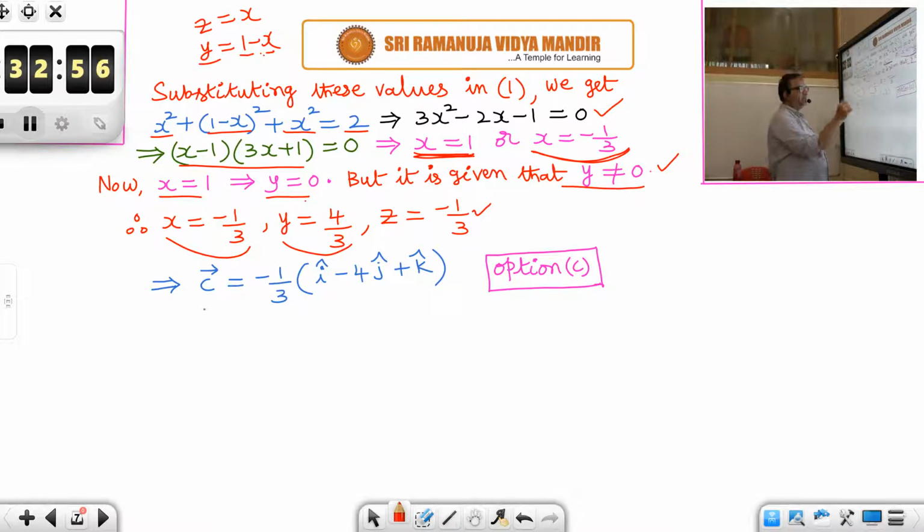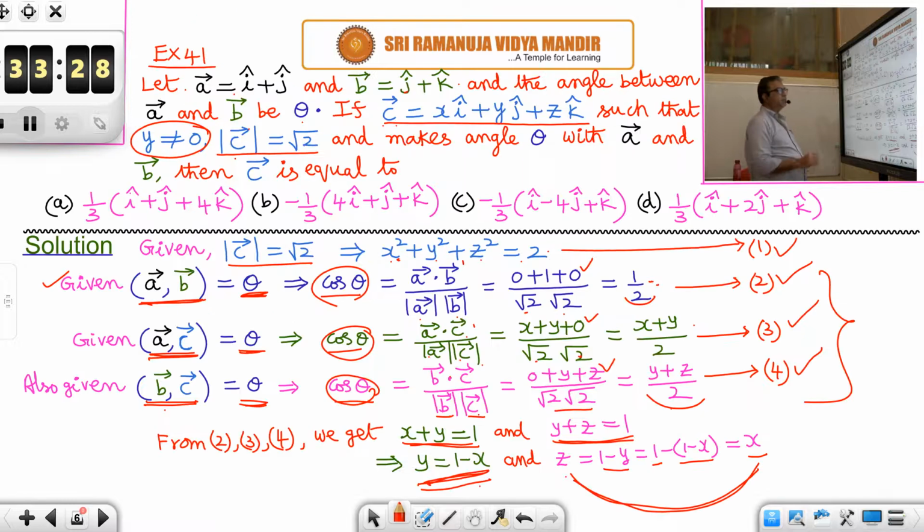So c bar is what? xi plus yj plus zk. If you substitute these x, y, z values in xi plus yj plus zk and take minus 1 by 3 common, then you will get 1, minus 4, 1 inside the bracket. So minus 1 by 3 into i cap minus 4j cap plus k cap. So it is option C. Minus 1 by 3, 1 minus 4, 1. Let us go back. Option C: minus 1 by 3, 1 minus 4, 1.